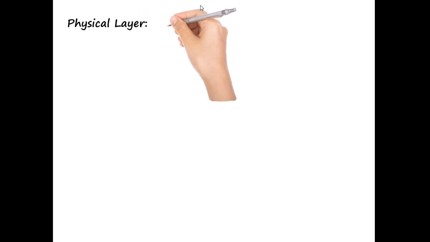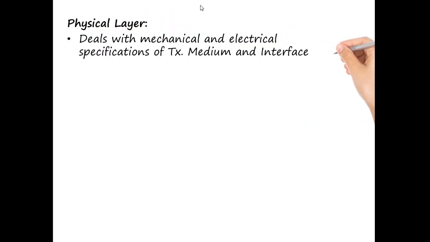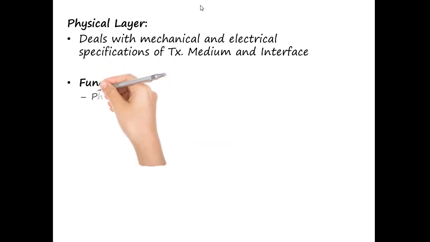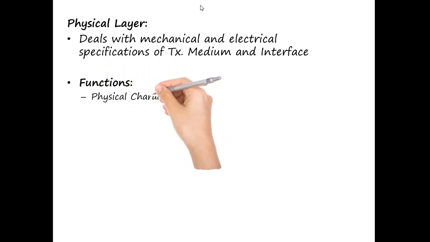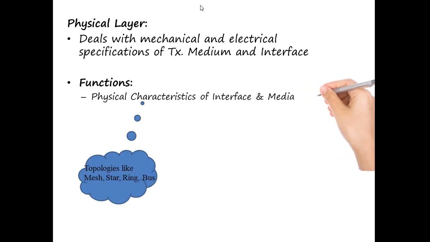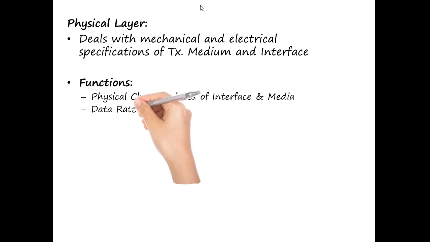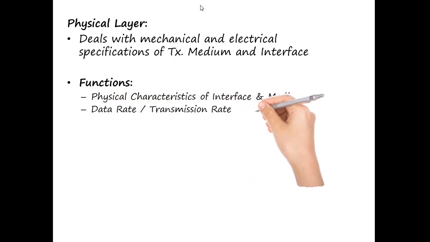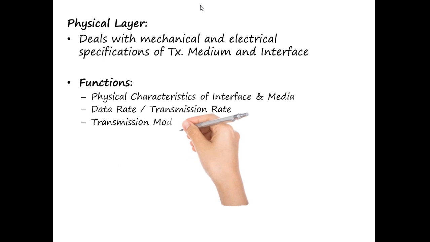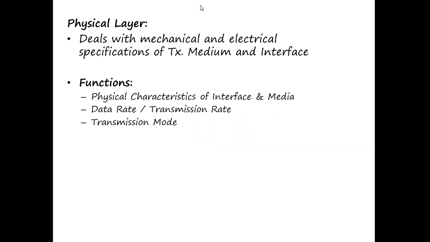Physical layer, it deals with mechanical and electrical specifications of transmission medium and interface. The main functions of physical layer are 1. Physical characteristics of interface and media. For example, deciding a topology of a network. Number 2. Data rate or transmission rate. Number 3. To decide transmission mode. It can be simplex, half-duplex, or full duplex.